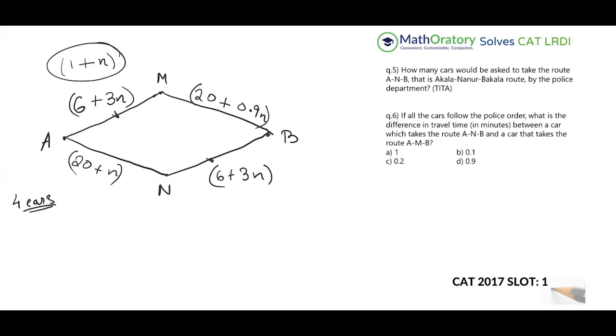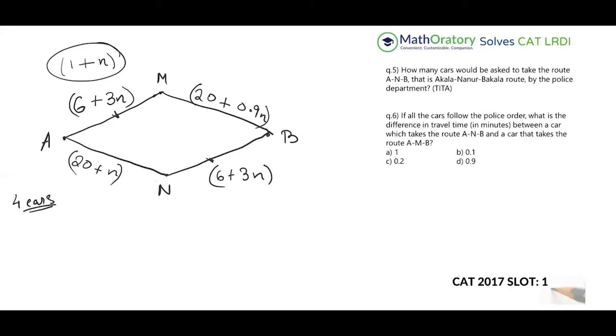All cars follow the police order. What is the difference in travel time between a car? So it's the same question basically, no change in premise. So yeah, four cars we have. The first car can ideally take either of the routes, right?